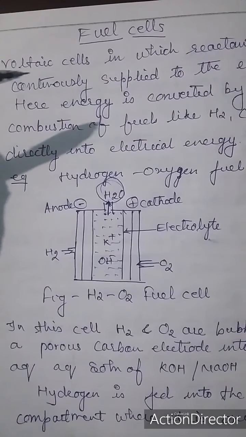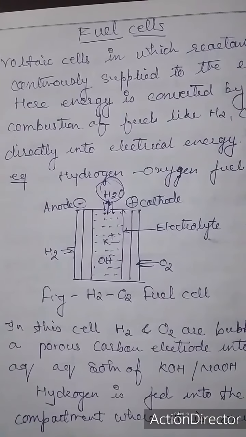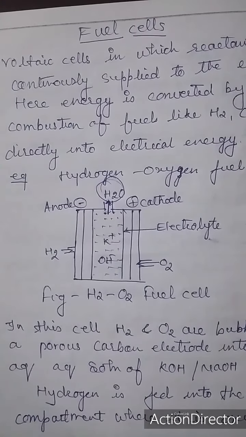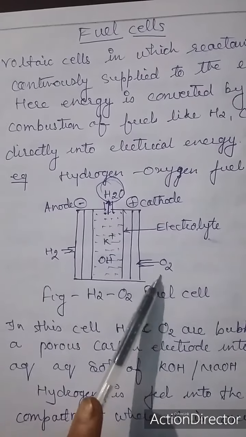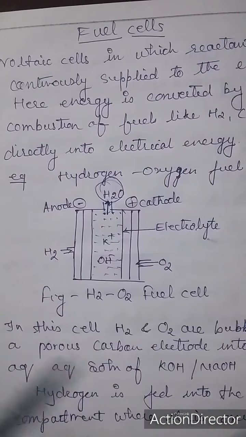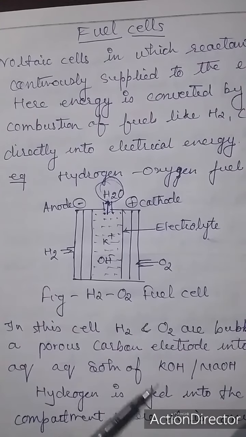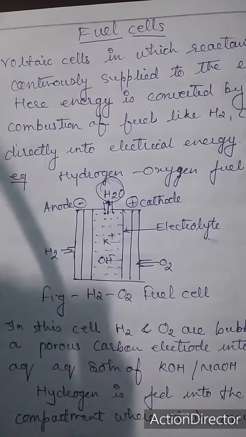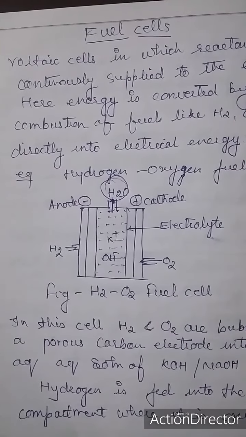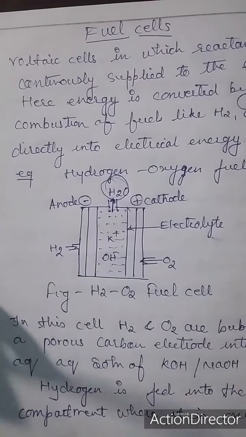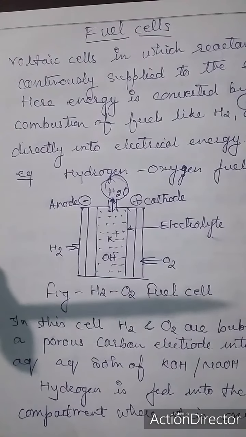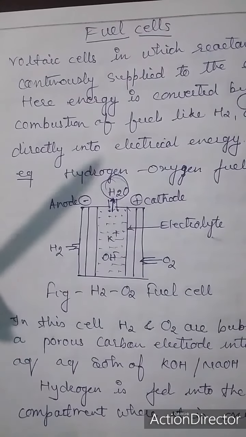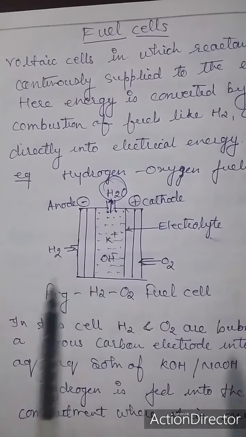Let us now discuss the fuel cells. As the name suggests, here the energy will be converted by the combustion of fuel, and generally fuel like hydrogen, oxygen, carbon monoxide, then methane, they are taken. Now in this, these are voltaic cells in which the reactants are continuously supplied to the electrodes. And the best example is the hydrogen-oxygen fuel cell.